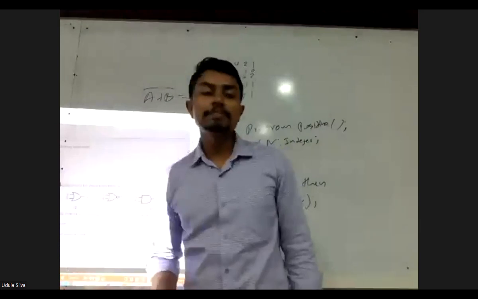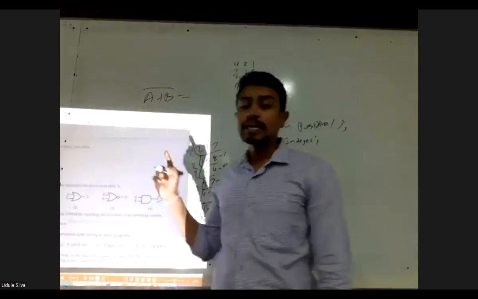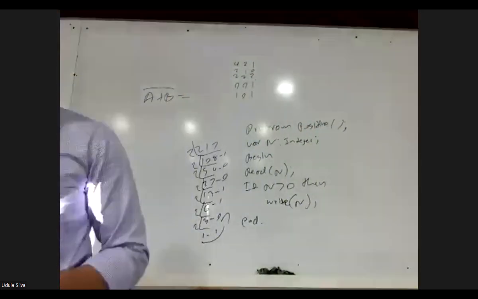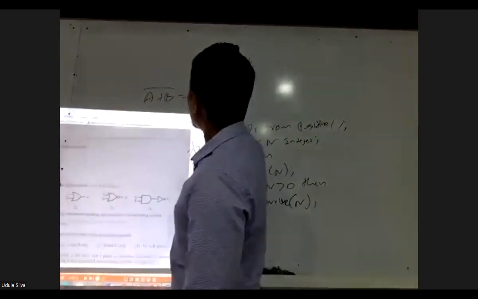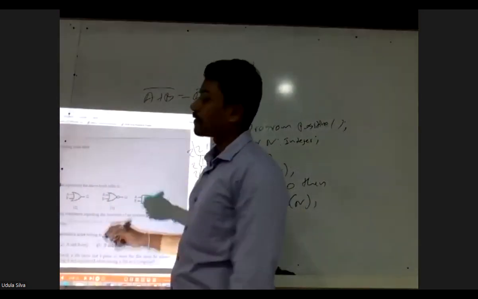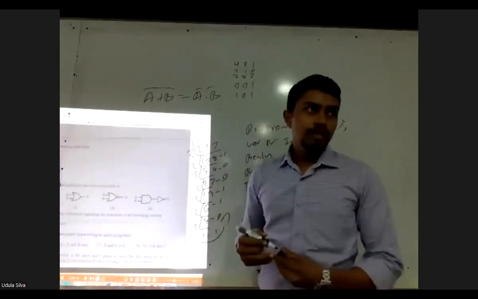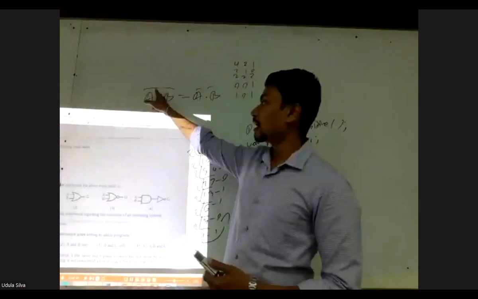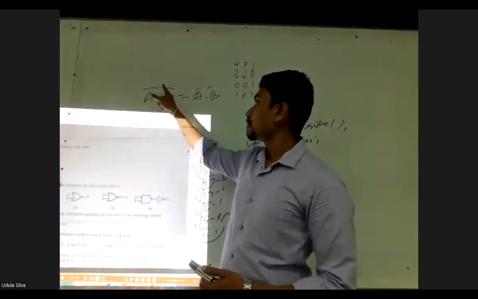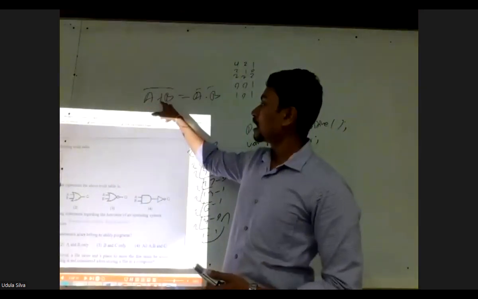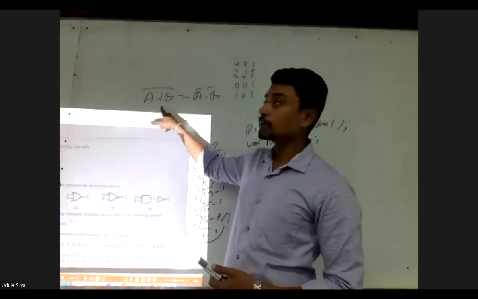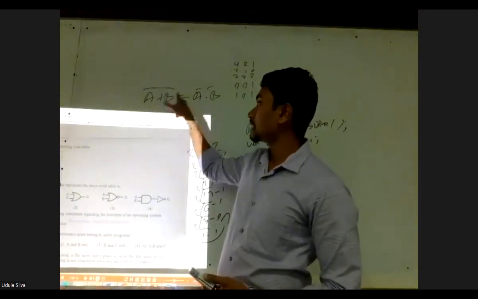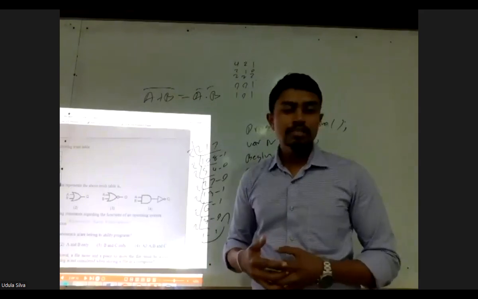A plus B, with a bar over it, is equal to what? Again, a NOR gate is equal to what? A bar dot B bar. So I can find the equivalent. Break the bar. When I break the bar, it will be A bar, B bar. And also the symbol will change: if there is an AND gate, it will become OR. Is that clear?